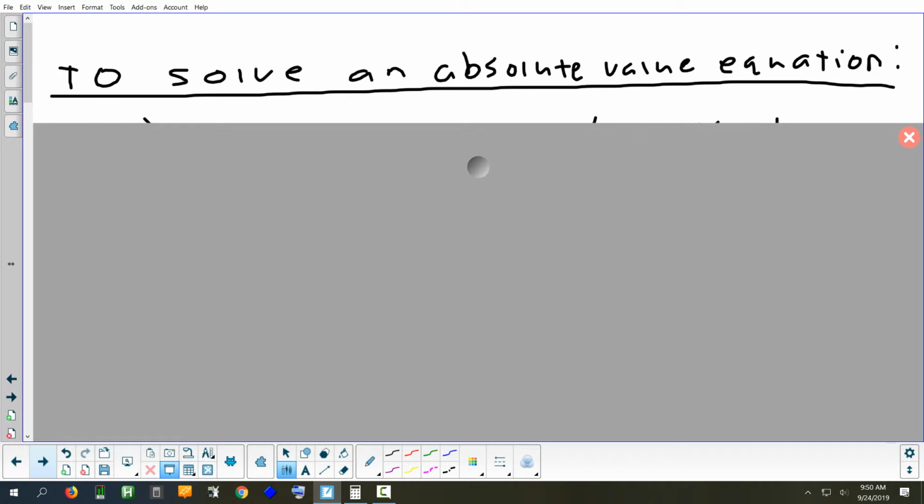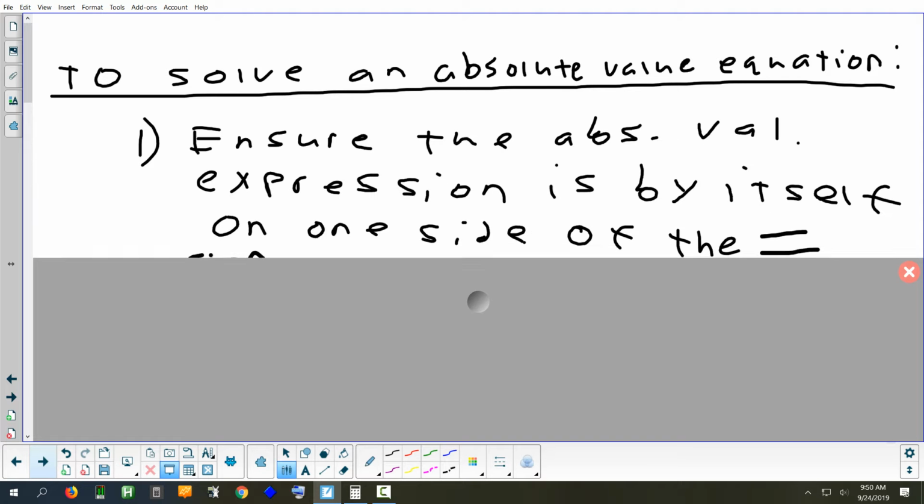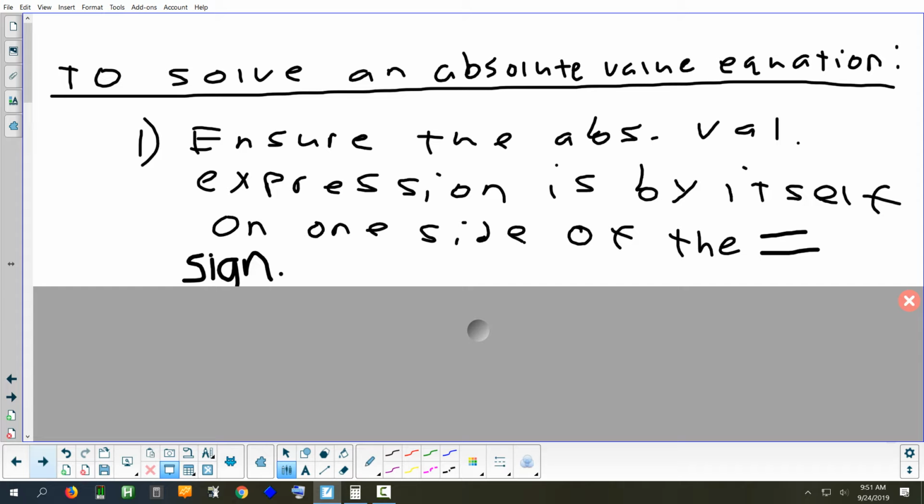So the first thing when we're solving an absolute value equation, it says ensure that the absolute value expression, that's basically the thing in the bars, is by itself. The absolute value expression has to be by itself, and that'll be on one side of the equal sign. It could be on the left, it could be on the right. I usually put it on the left. It's kind of like when you have a distributive property. It could be on the left, it could be on the right. It doesn't really matter.